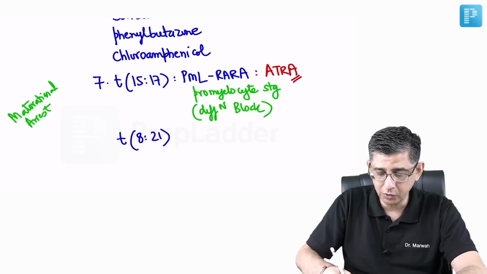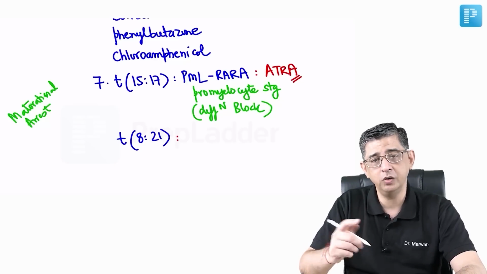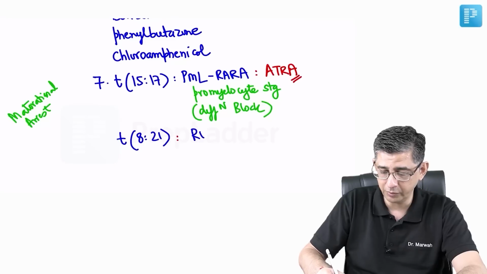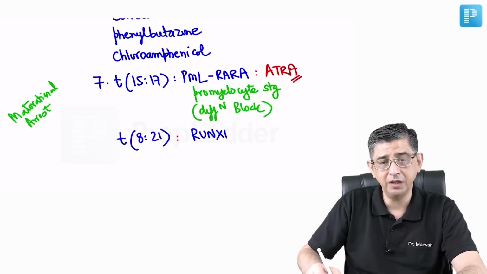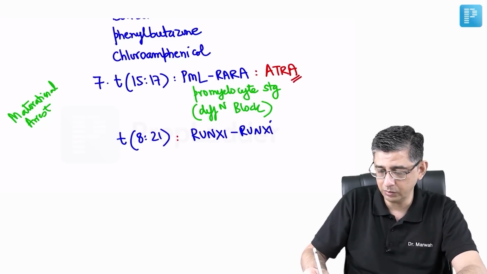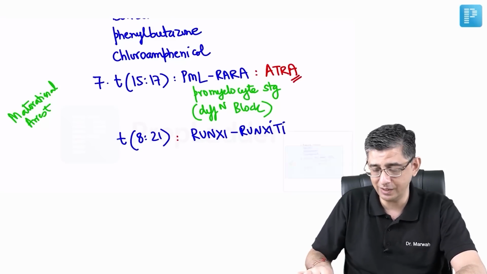The chromosomal swap in this case will result in development of, again, as I said, a fusion product. And let's look at the name for the fusion product, a pretty fancy name, that is RUNX1-RUNX1T1. So they expect you to remember these fancy aspects also.